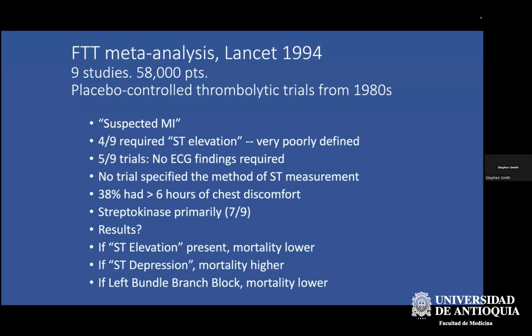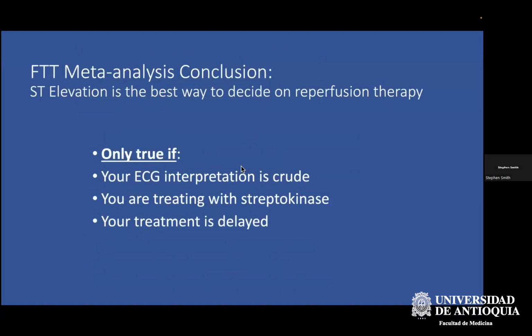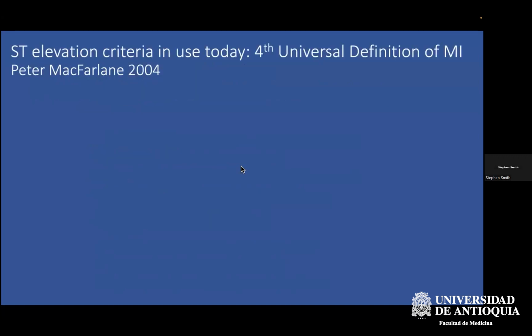This is all the data you have to say that the STEMI paradigm is worthwhile. Their conclusion, that ST elevation is the best way to decide on reperfusion therapy, is only true if your ECG interpretation is crude, you're treating with streptokinase, and your treatment is delayed. The ST elevation criteria in use today, which are used in the 4th Universal Definition of MI, was published by Peter McFarland in 2004. There were 1,220 patients, 248 with myocardial infarction by CKMB.